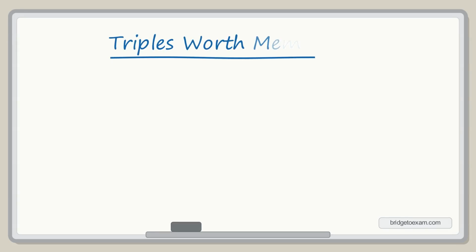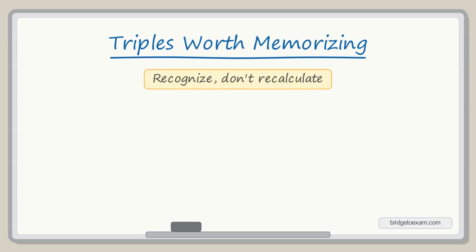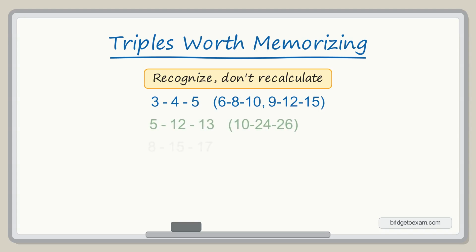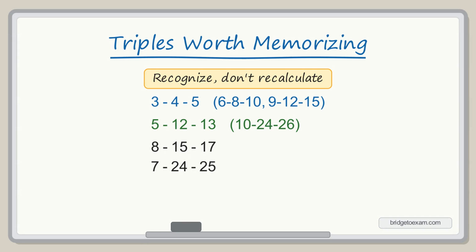Some right triangles appear over and over on the SAT. If you recognize them, you can write the answer without doing any arithmetic, which can save you 30 to 60 seconds per question. The most common is 3, 4, 5. Double it for 6, 8, 10, or triple it for 9, 12, 15. Then learn 5, 12, 13, 8, 15, 17, and 7, 24, 25.